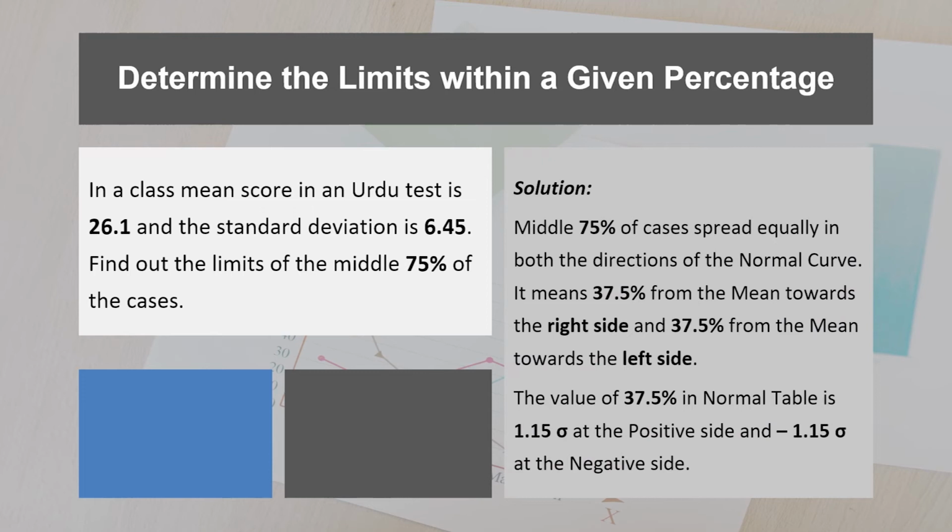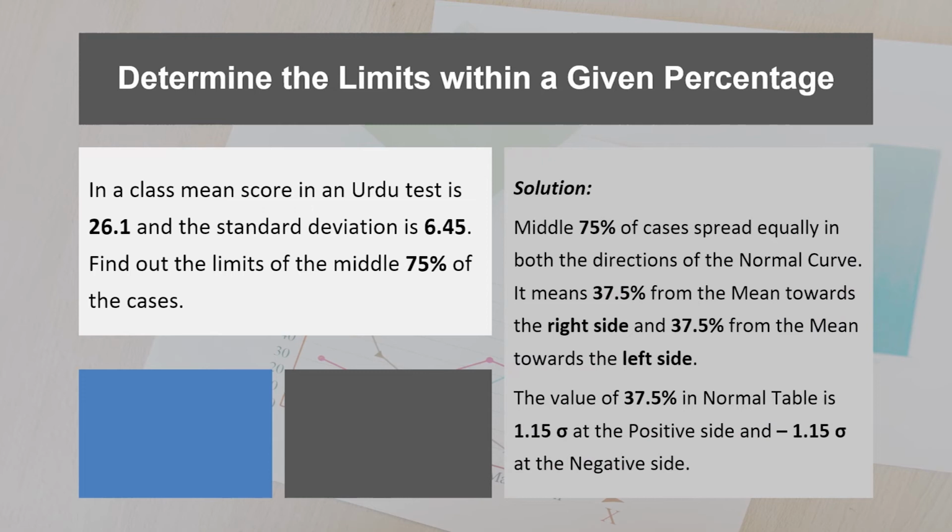Here you see in a class the mean score in an Urdu test is 26.1 and the standard deviation is 6.45. The question is: find out the limits of the middle 75% of the cases. So here you see a percentage is given, that is the middle 75%. You have to find out the limits of the score. Here you see middle 75% of the cases spread equally in both directions of the normal curve.